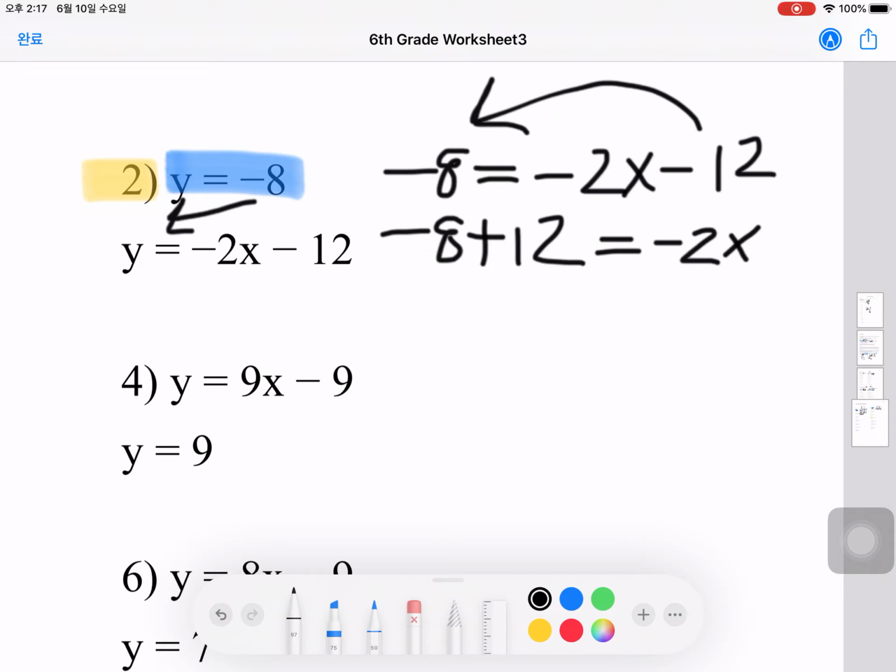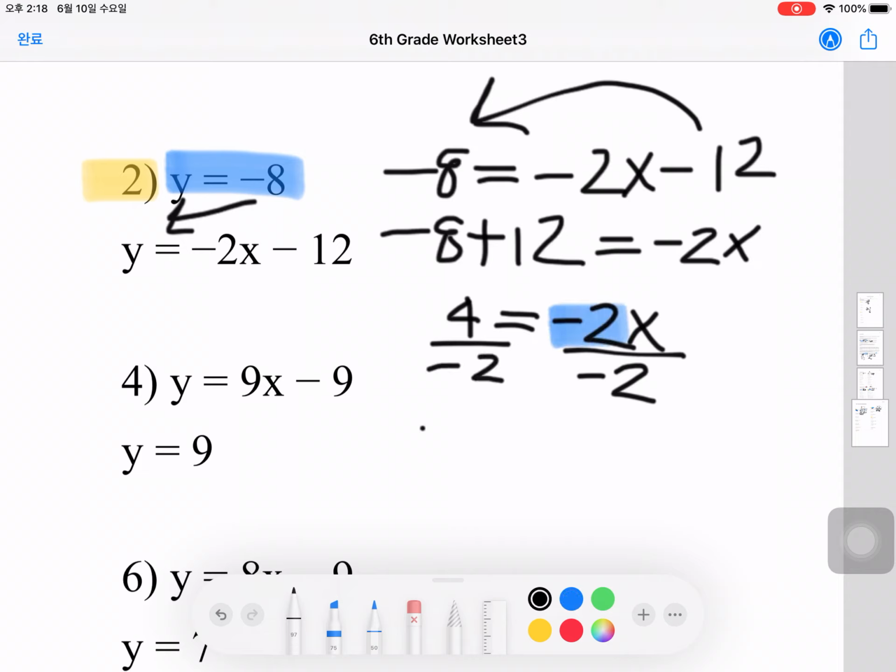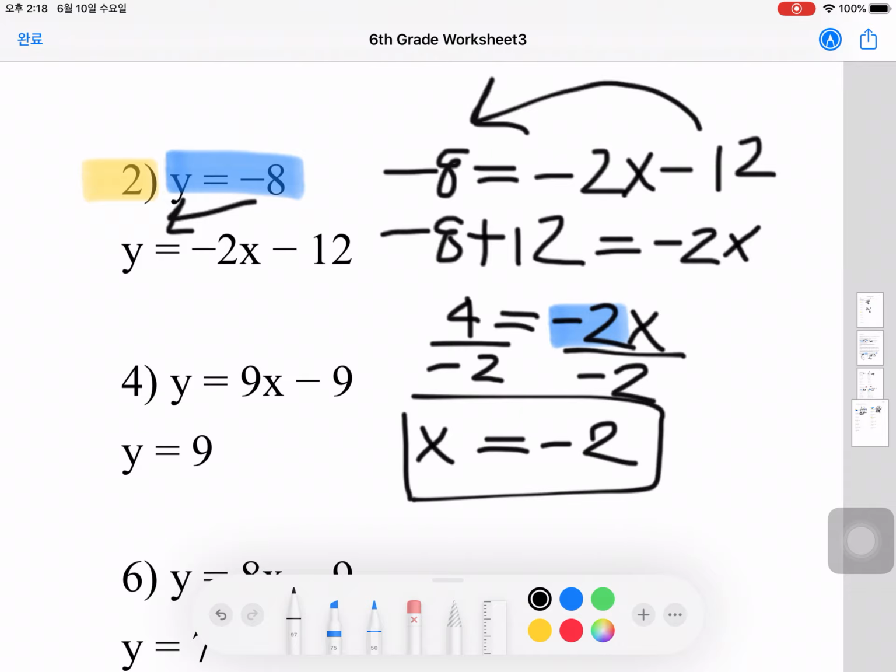Now if we simplify this, it would become 4 equals negative 2x. Since we want to get x by itself, we're going to divide by whatever is in front of the x, which is negative 2. So we would get x equals 4 divided by negative 2, which is negative 2. And that would be your final answer.